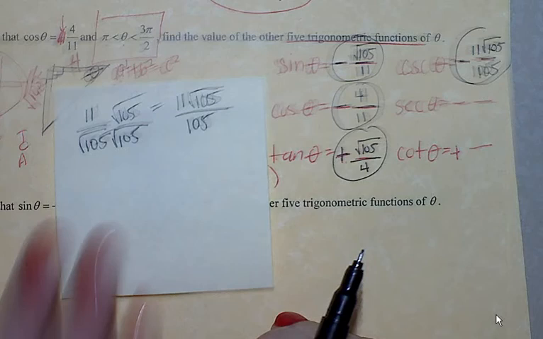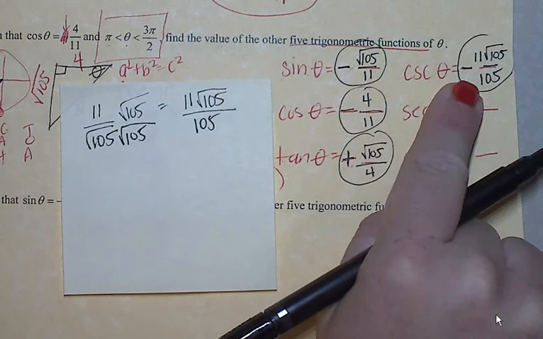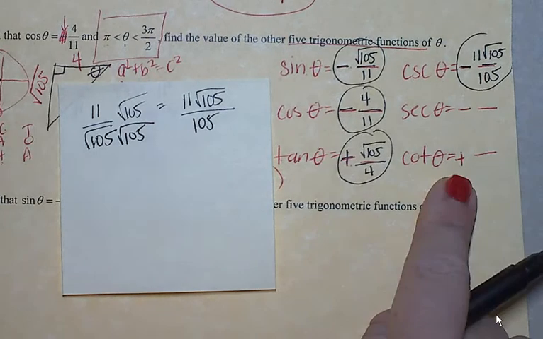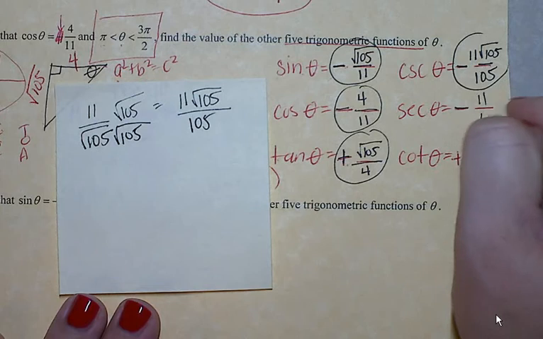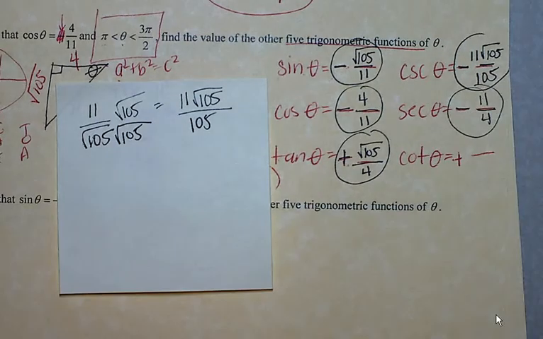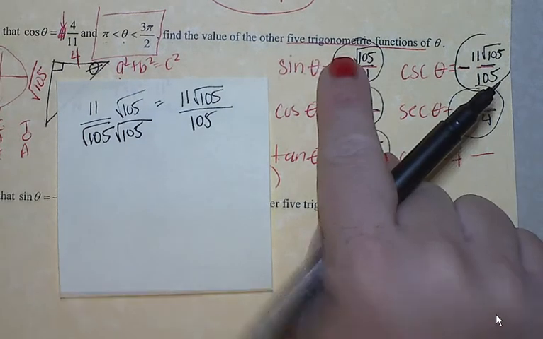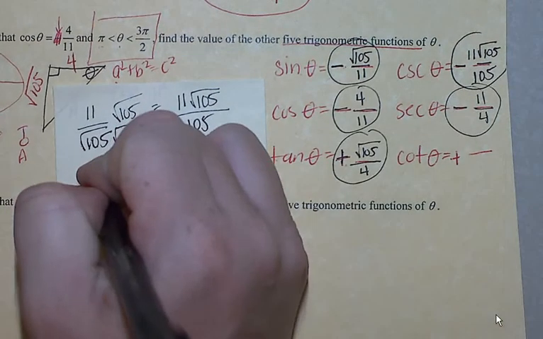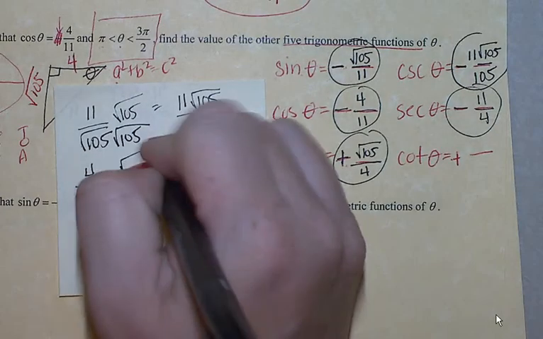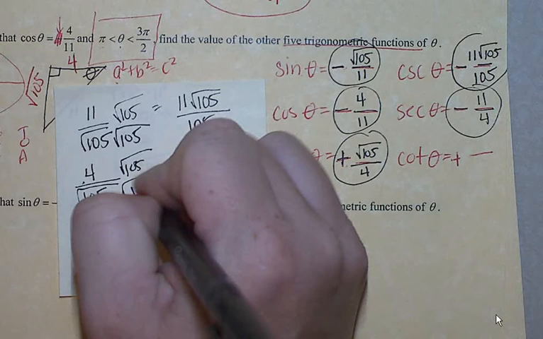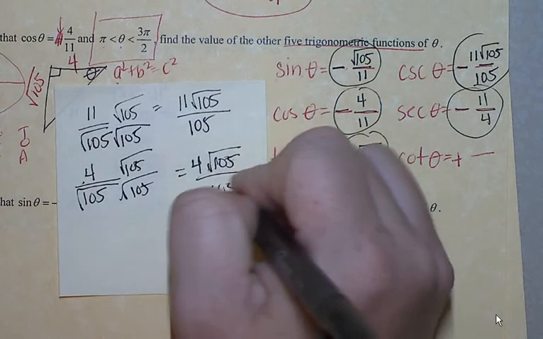As a reminder, if you're asking yourself why is it negative, these two will have the exact same sign. Likewise in the next two, okay? When I flip this one, it's easy. There's no radical involved, so it's negative 11 over 4. Notice that this situation is the exact same as this situation. When I flip it, it becomes 4 on top, square root of 105 on the bottom. So I'm going to multiply the top and bottom by the square root of 105, and I end up with 4 radical 105 over 105.